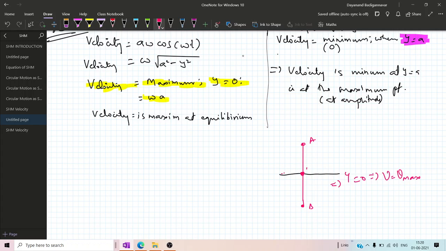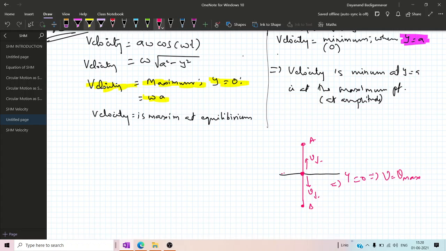As the particle starts to move upwards, the velocity starts to decrease. When it is moving away from the equilibrium position, the velocity starts to decrease. Similarly, when the particle moves downwards, the velocity also decreases. That means only at the equilibrium is the velocity maximum, and at other points the velocity goes on decreasing as the particle moves away. This is the thing you should keep in mind.